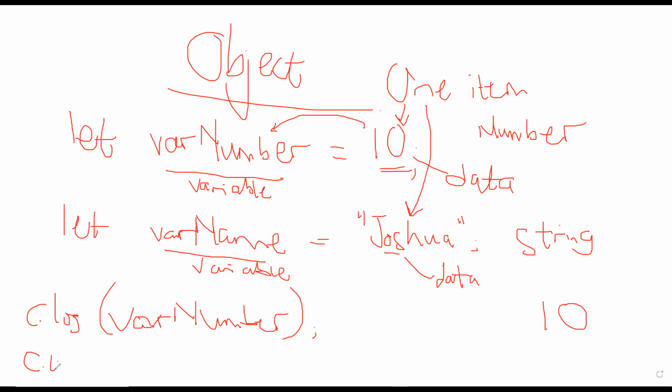Same goes to the next var name. Just stating the name without any operator in front or at the back. This will print out Joshua. So I called the data out of this variable name.